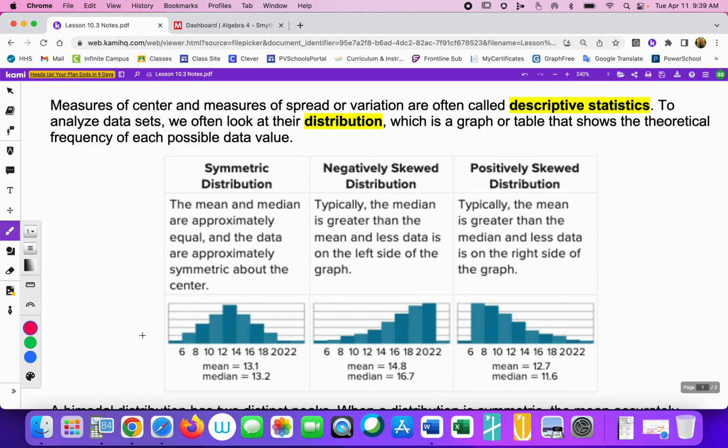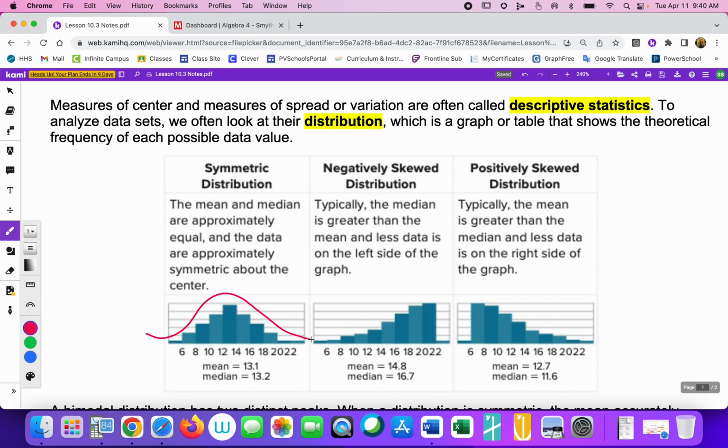So you're comparing a set of data. To analyze data sets, we often look at their distribution or how they're spread out, which is a graph or a table that shows theoretical frequency of each possible data value. So we're going to get into more of the shapes of what the graphs will look like tomorrow and visualizing those. But it has what's called a symmetric or normal distribution, if you can draw this nice bell curve over the top of it.